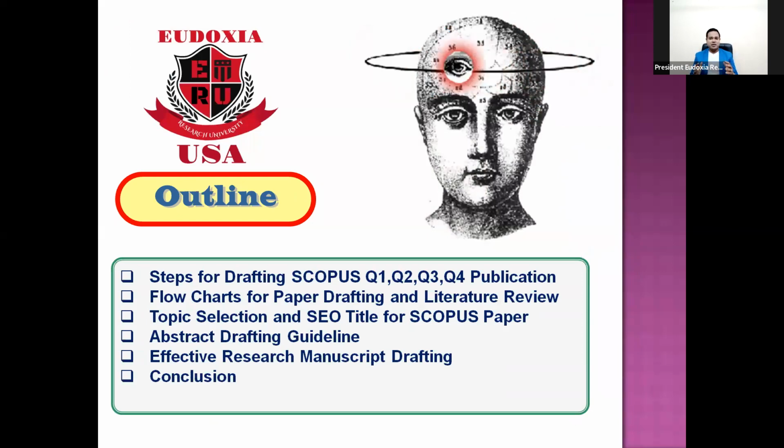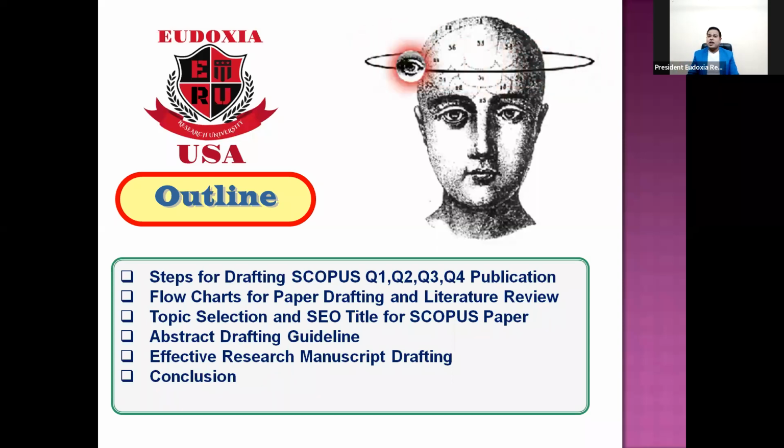Today, since we want to have publication in the top journals, I have identified a few important topics to be discussed. We can see one animated picture here, where our eye is moving in 360. While we are starting our research, making our journey fantastic, wonderful, and happy, we have to open our eyes 360 degrees. Therefore, today I have selected the steps for drafting Scopus Q1, Q2, Q3, and Q4 publications.